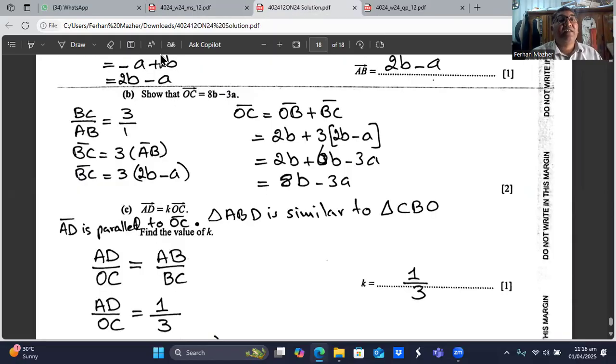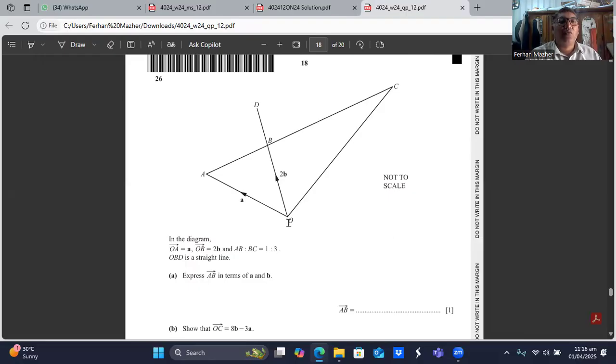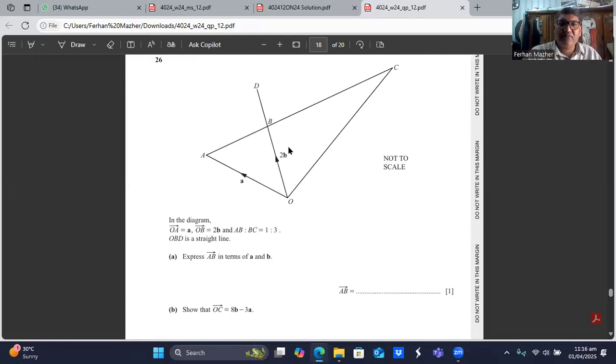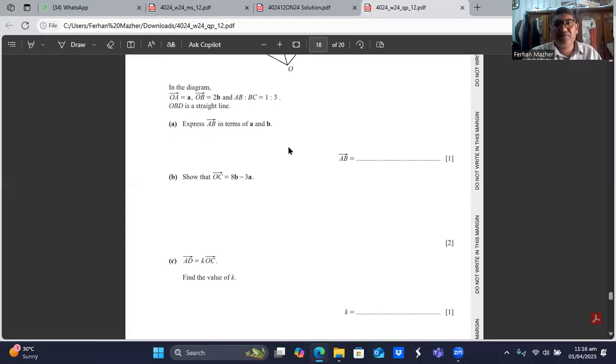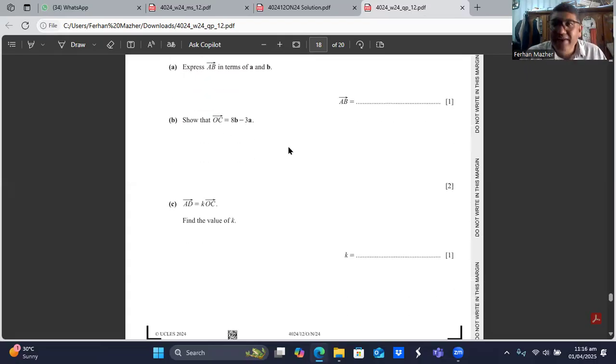In the marking scheme, the path they have chosen is, they went from O to A, from A to C. So AC will be 4 times AB. This is what they have done in the marking scheme. I chose a little different. I went from O to B, from B to C.